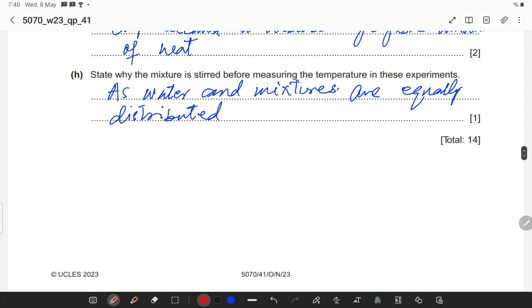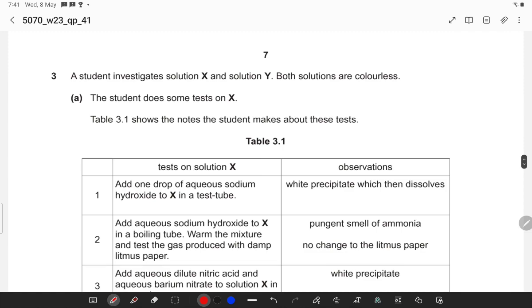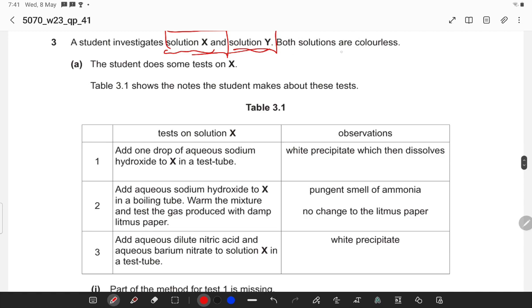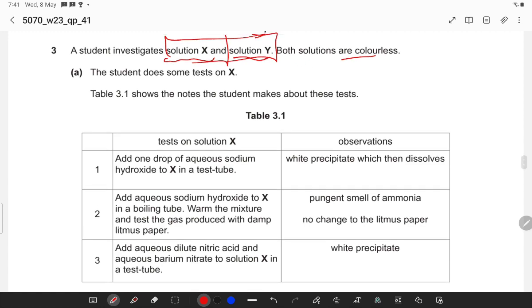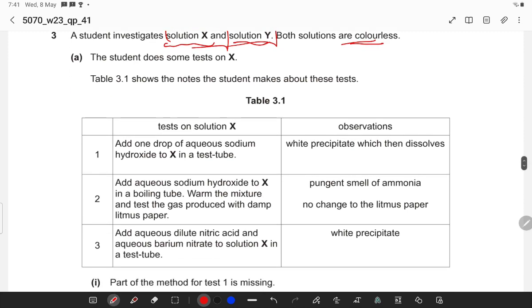State why the mixture is stirred before measuring the temperature in this experiment: so that the mixture is equally homogenized or distributed. So question number 3: a student investigates solution X and solution Y. Both solutions are colorless. Colorless means transition metal ions are absent. If the solution is colorless, there are no transition metal ions in X and Y.